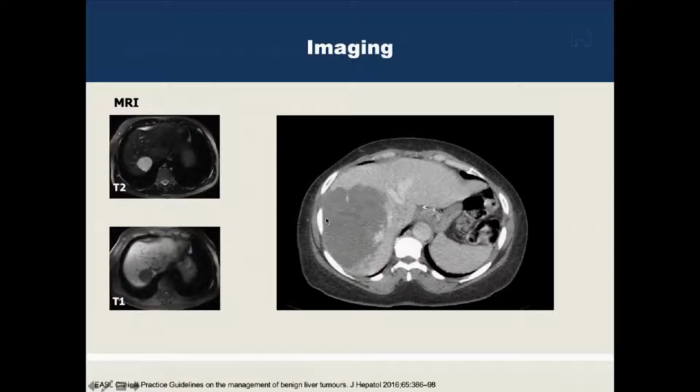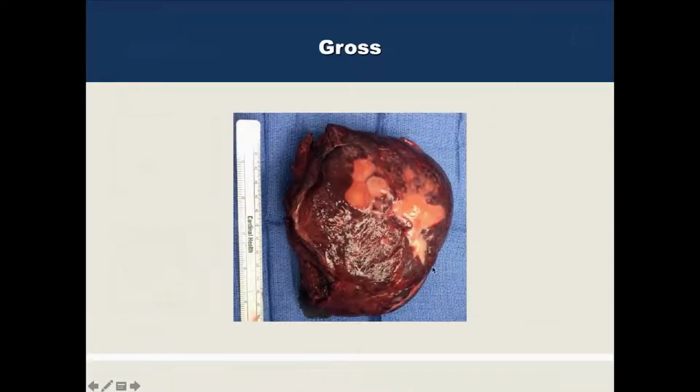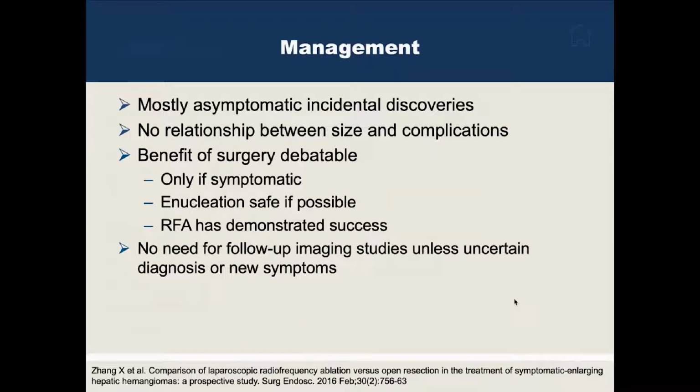This is a pathology specimen from the previous patient whose CT scan was visualized. She was quite symptomatic from this, and she underwent surgical resection, and that's how the gross specimen looked. Most patients who have hemangiomas are completely asymptomatic, and many of them are incidental discoveries, and they're quite often seen on CT scans and MRIs done for other purposes.